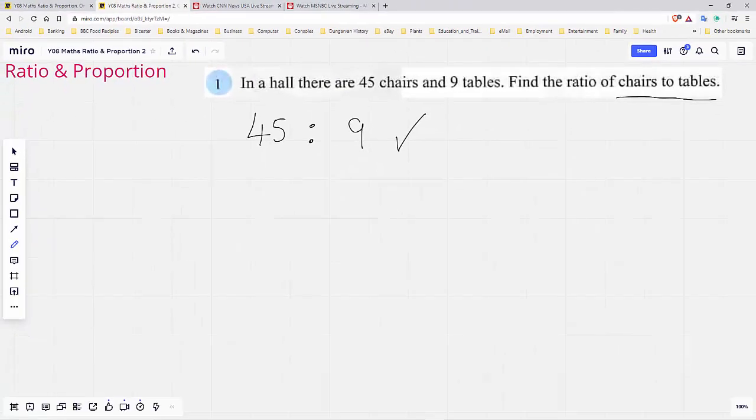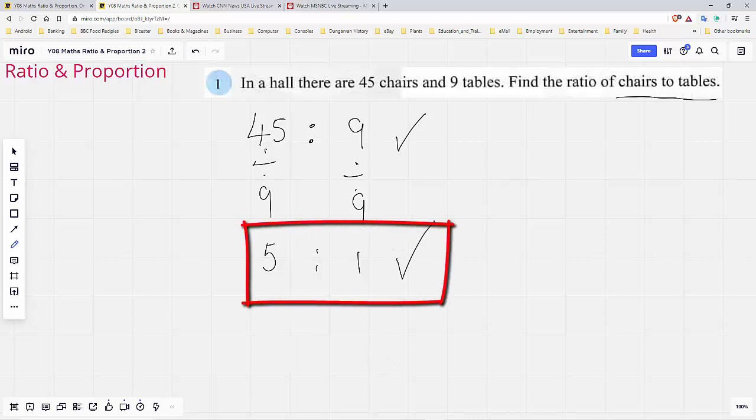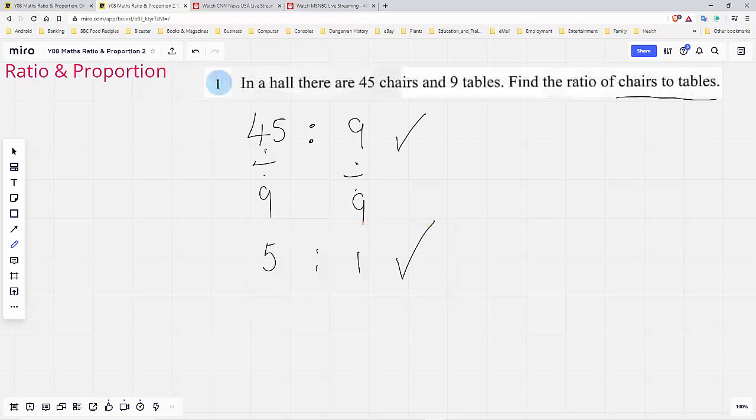So now I know that 9 will go into 45. I can divide 45 by 9, I'll get 5 times, and divide 9 by 9, I'll get 1. So my final ratio is 5 to 1. 5 chairs for every single table.